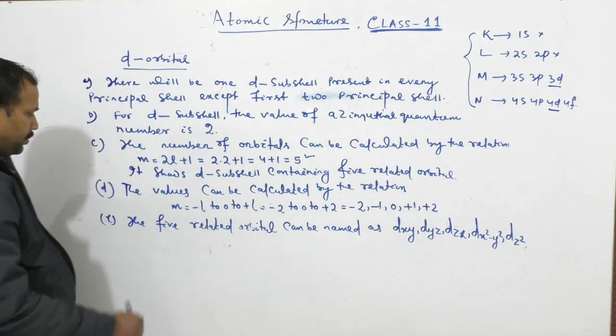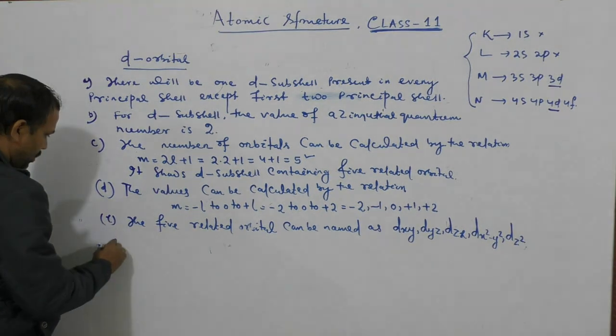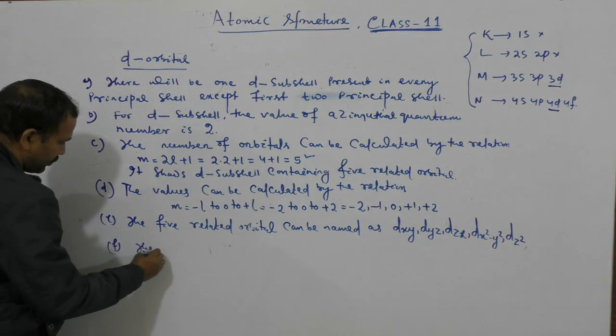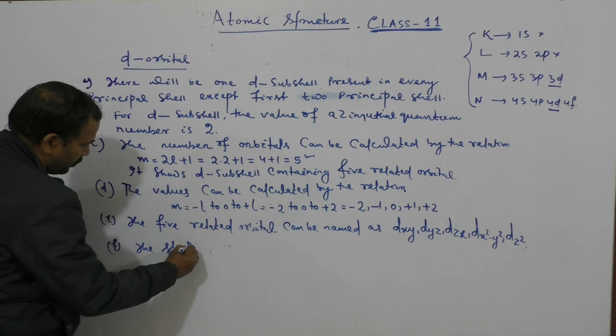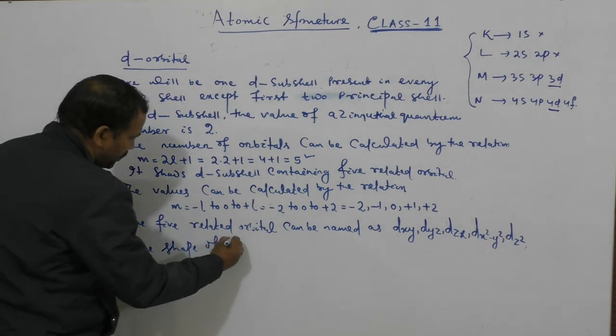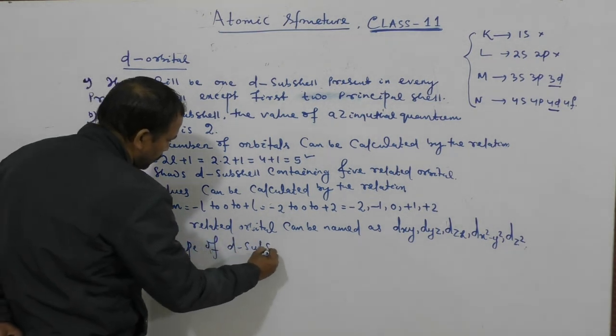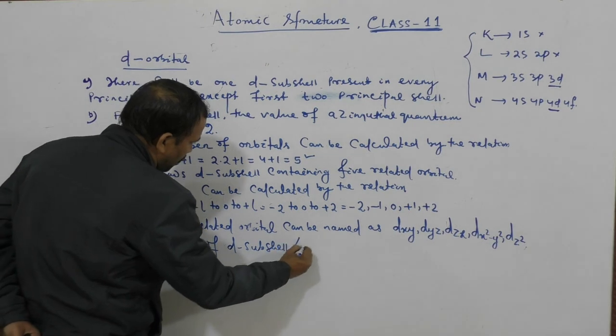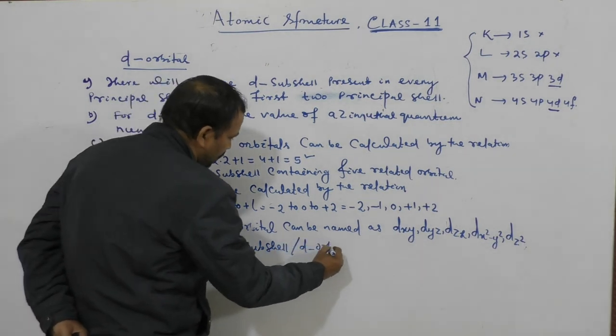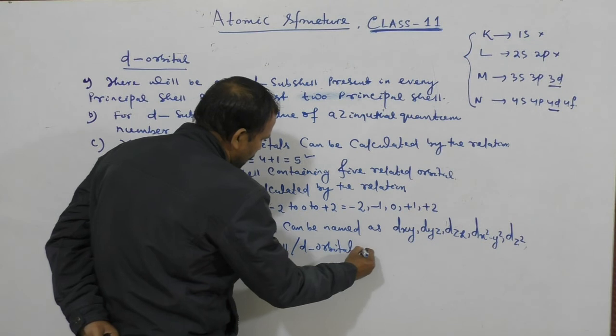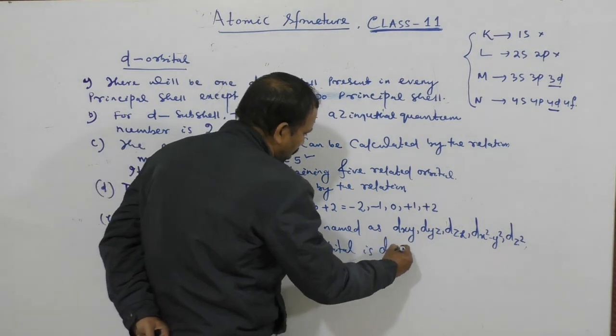The shape of the d subshell or d orbital is dumbbell shape.